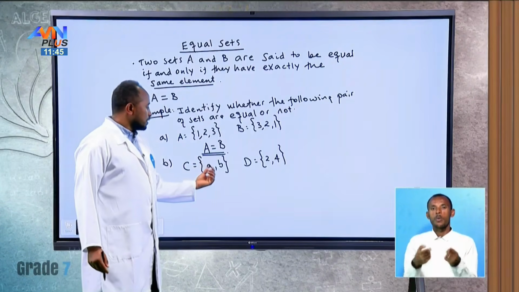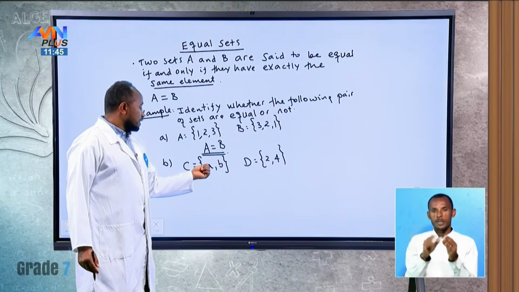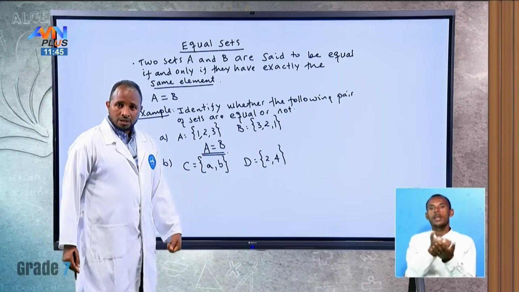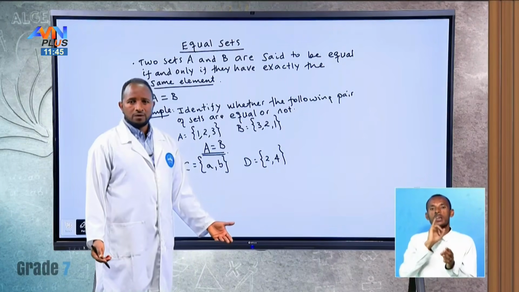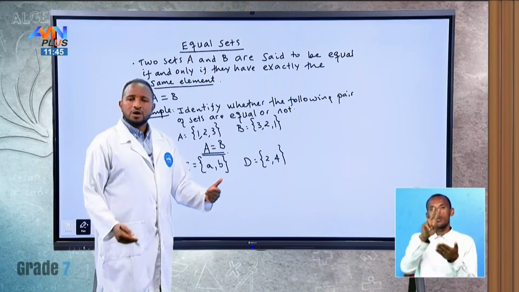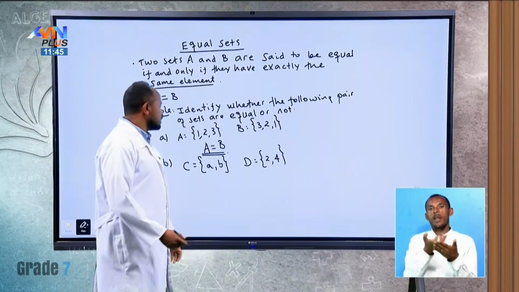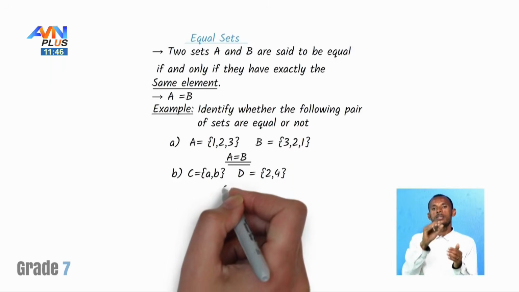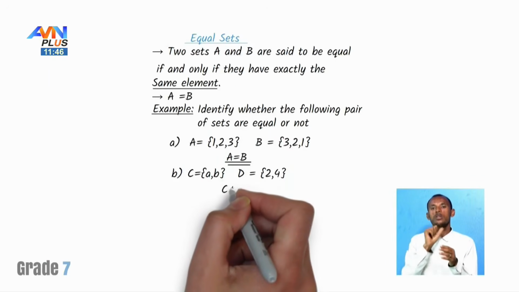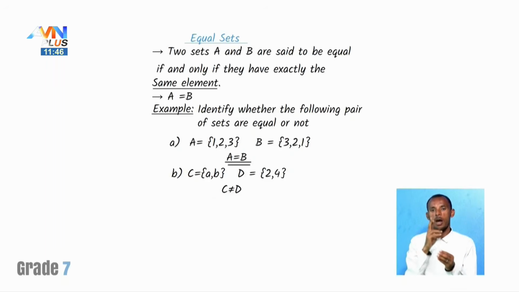When we see these two sets, set C contains the elements A and B, but set D contains other elements, 2 and 4. So these two sets do not have exactly the same elements. Therefore, they are not equal. Set C is not equal with set D. These two sets are not equal sets.